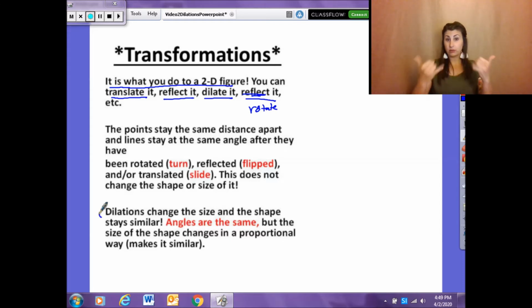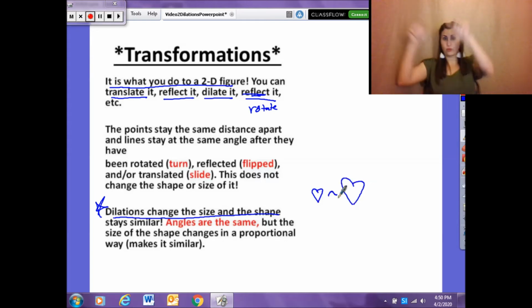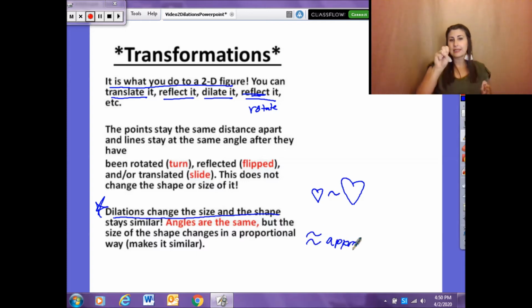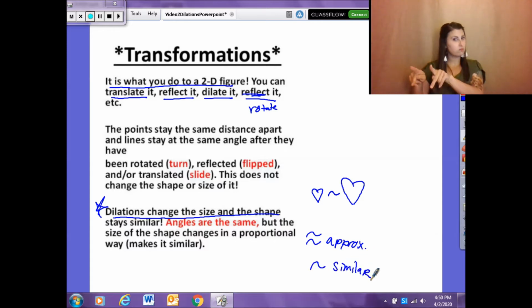Remember dilations, this is what we're going to be learning today. They change the size. And the images are considered similar for dilation. So if I have a little heart and then I change its size, they are similar, and that's the symbol for similar. Remember this is approximately. This represents similar, meaning they are proportional, but the angles do all stay the same. So whatever the angle was from here to here, it should still be the same angle from there to there.